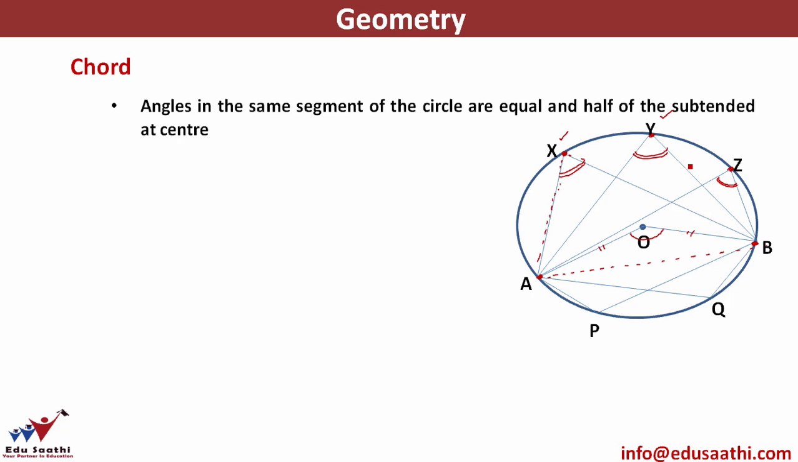What does that mean? If a chord AB is there, it can subtend infinite angles in the same segment. Segment, if you remember, we have done major segment, major arc, minor arc. So this AB, I am talking here about the major one, and this one is the minor that I get. So the angles which are subtended in the major segment by the same chord would all be equal. So if this angle is theta, this will also be theta, and this angle will also be theta.